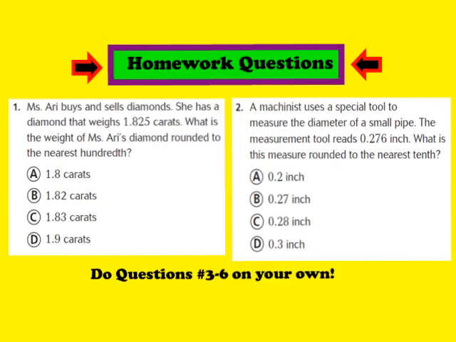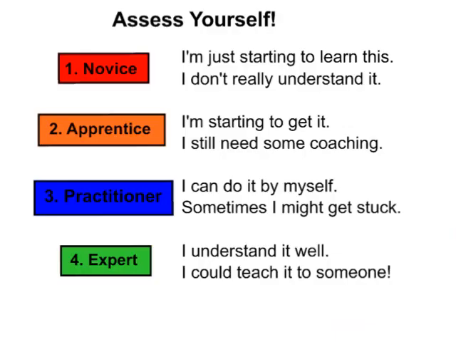Now let's take a look at our homework questions for tonight. I would like you guys to complete question number 1 and question number 2, along with numbers 3 through 6, found in your Go Math workbook on page 60. Don't forget, somewhere on your homework page I want you to let me know, do you feel like you're number 1 a novice, number 2 an apprentice, number 3 a practitioner, or number 4 an expert?